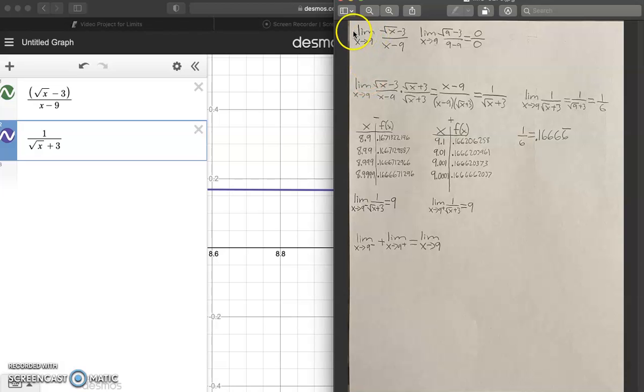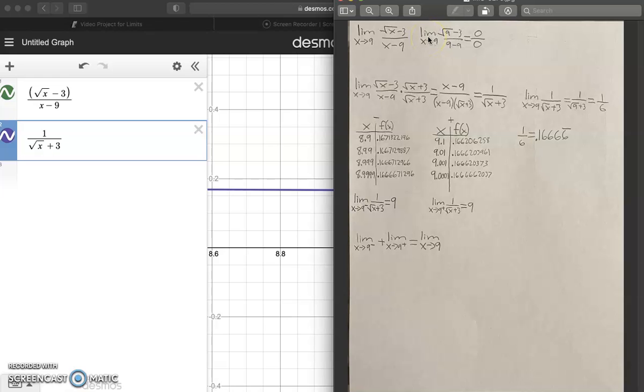For my example, I chose the limit as x approaches 9 of the function (square root of x minus 3) over (x minus 9). This is a relatively simple limit. It just uses a different rule to be considered, which I'll explain in a minute.